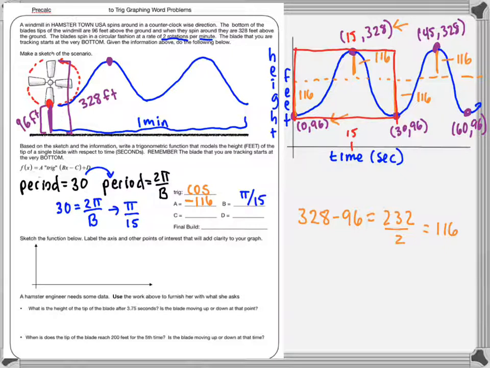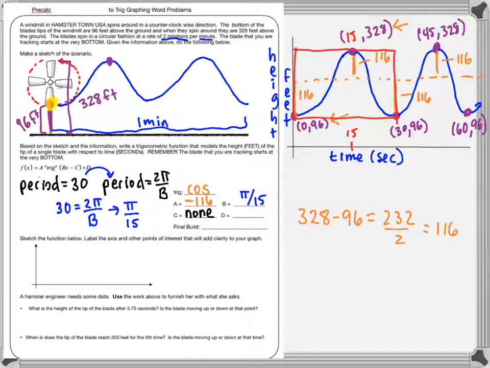Now, the cool part about this one is that the phase shift is going to be 0. The reason we know that is when you have a minimum or maximum starting on the y-axis, we don't have to shift it left or right any, because it's just starting right there, and messing with it would just be making more work for ourselves. So there's not going to be any phase shift.